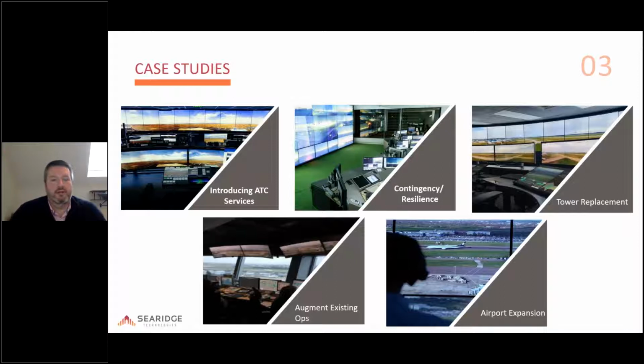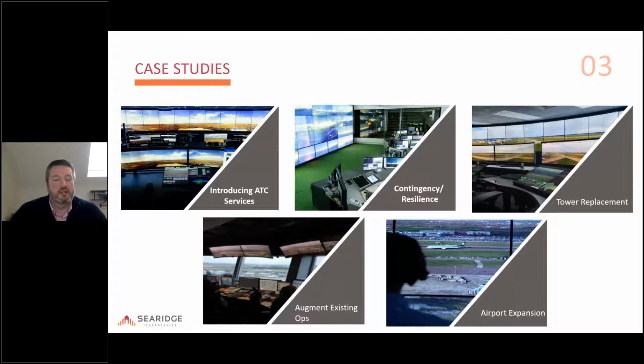The original remote tower case study is still very relevant, of course, but ANSPs and airports are actually looking at additional uses for digital tower technology. It may be that an airport wishes to introduce an ATC service for the first time, or that an ANSP wants to replace a tower that's approaching end of life, and is looking at a digital replacement rather than building a traditional bricks and mortar and steel construction. Or perhaps as airports expand and build additional runways, the need for additional towers can again be solved through a digital solution.